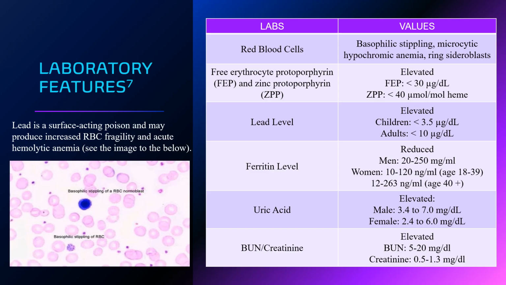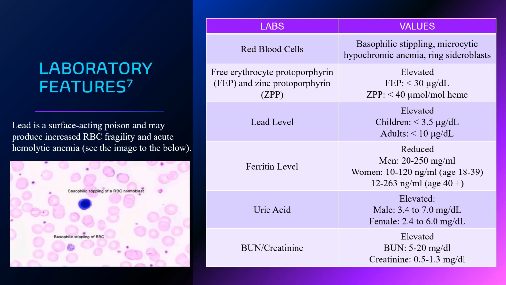In pregnant women, some evidence suggests that lead also causes a decrease in erythropoietin production and a depression in red blood cell production. Lead is a surface-acting poison and may produce increased RBC fragility and acute hemolytic anemia. And so you can see in the microscope smear of blood the basophilic stippling of the RBCs in the hemolytic anemia right there on the left-hand side.